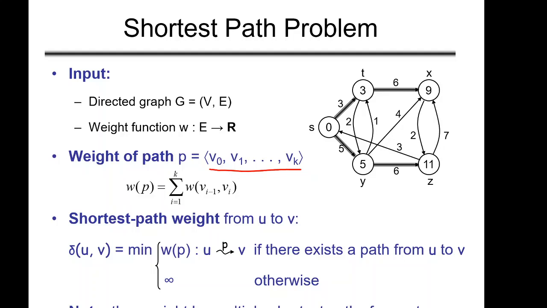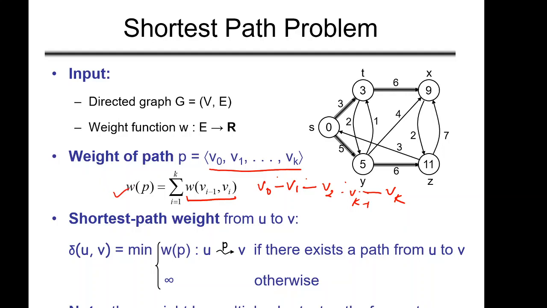Since this is a path, there is an edge from V0 to V1, an edge from V1 to V2, till Vk minus 1 to Vk. So the weight of this path is the sum of the weights of all these edges which are involved. Since there are k edges, i will vary from 1 to k, and we have to take the weight of each edge between vi minus 1 and vi. This becomes the weight of the path.